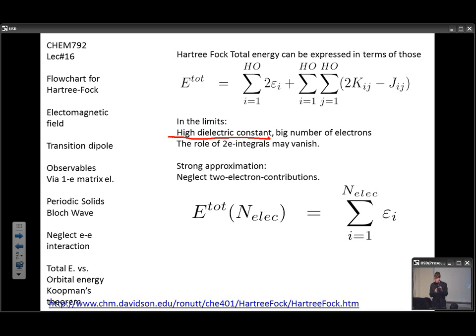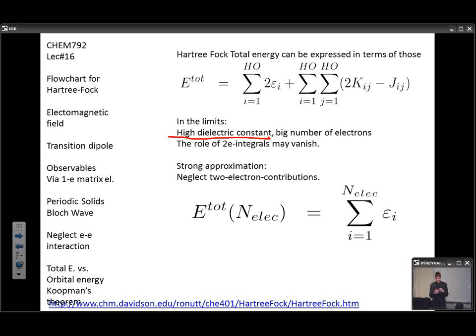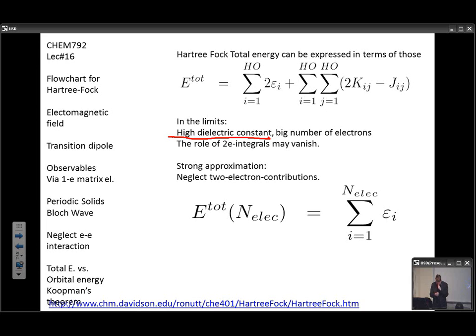So if there is a screening effect, if there is a big dielectric constant, in some cases those multi-electron effects are of secondary importance.